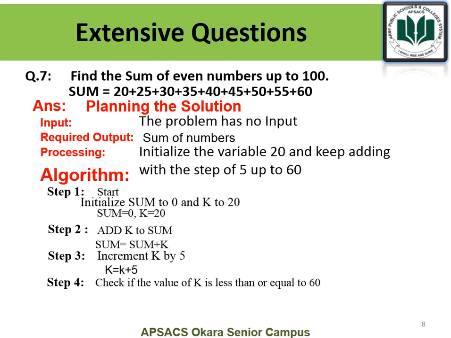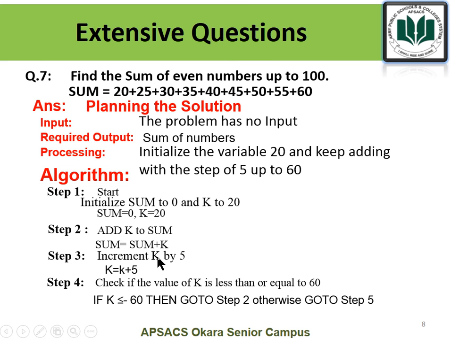For how much time we will be calculating the sum plus k? It depends on the condition. Check if the value of k is less than or equal to 60. The upper limit is 60. We will have to check the value of k up till 60. If k is less than or equal to 60, then go to step number 2. If this becomes true, then we will move to step number 2. We will add k to the sum and we will obtain the answer. After that we will again increment the k by 5, until k becomes greater than 60. It means that when k becomes 65, then we will stop the algorithm. Otherwise we will be adding sum plus k again and again.